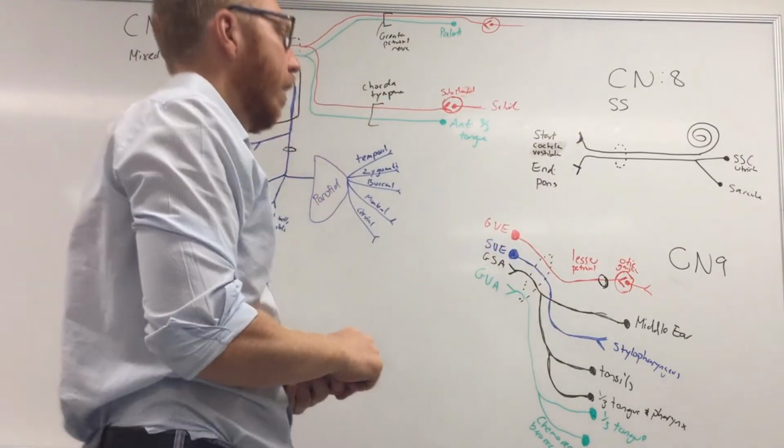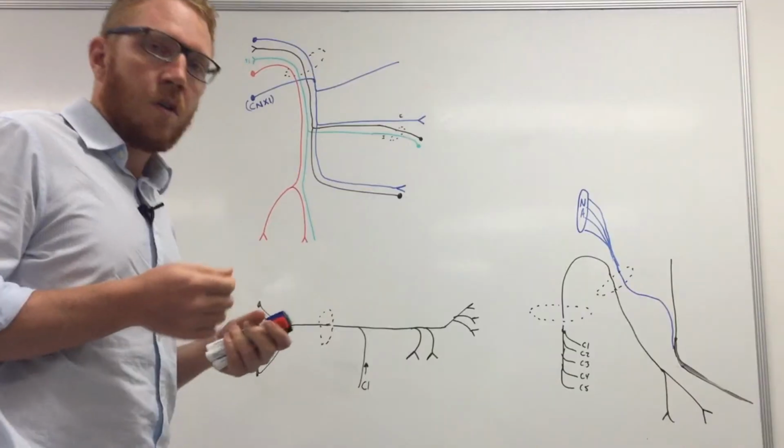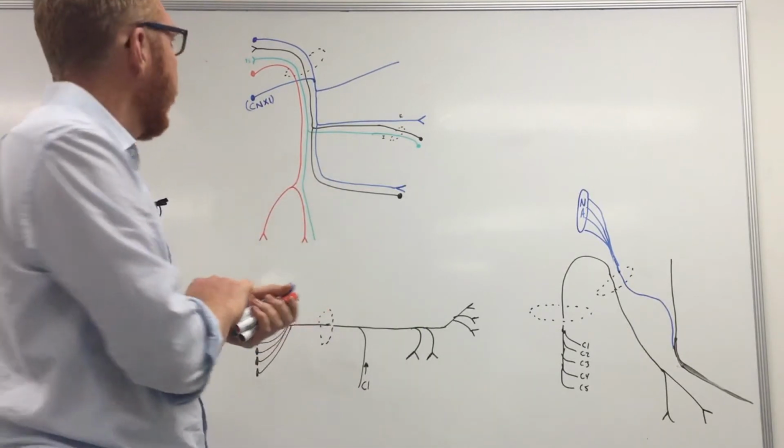Now we'll move on to cranial nerves 10, 11, 12. All right, so now moving on to the last 3 cranial nerves.